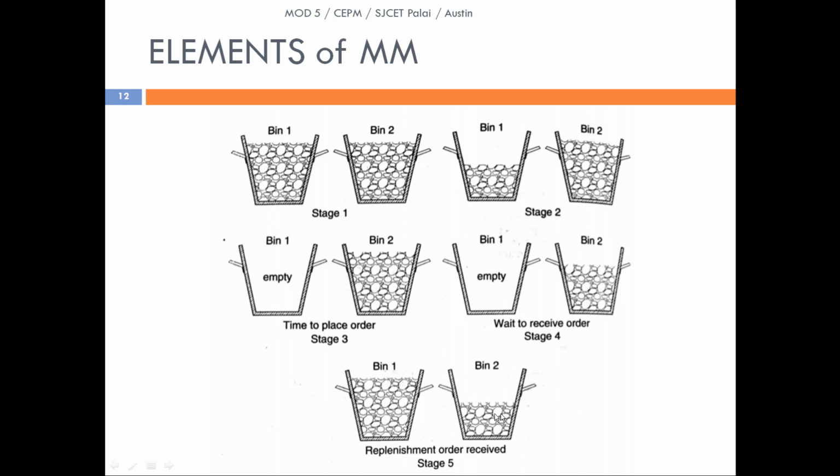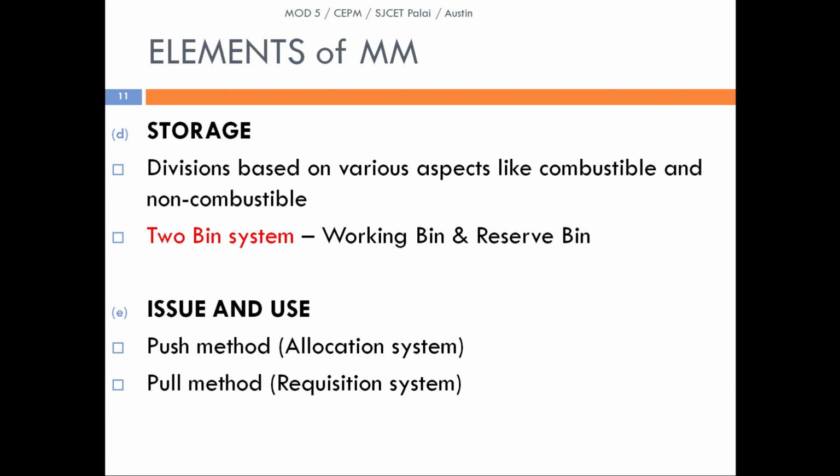So the materials will be procured from bin 2 or the reserve bin in stage 4, and in stage 5, when bin 2 becomes 50% of its capacity, when 50% of the material gets emptied, then bin 1 gets filled up. Which means that when bin 2 gets over, again the working bin becomes bin 1 and bin 2 will be filled as soon as possible.